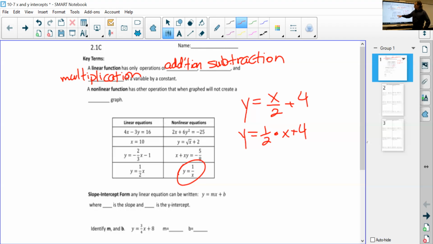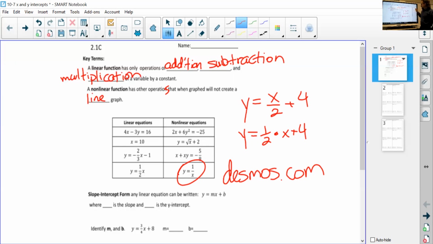And probably take a look at these. If you remember from last year, you might recognize what some of these graphs will look like. If not, you could go to your favorite graphing website. You can type in these equations and see what they look like. Get some interesting graphs. Let's see, nonlinear function has other operations. There should be an S there. Other operations that when graphed will not create a line graph. Won't make anything other than a line.